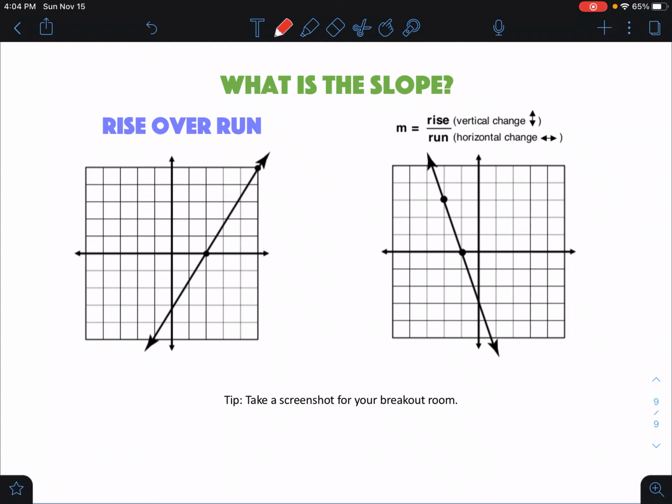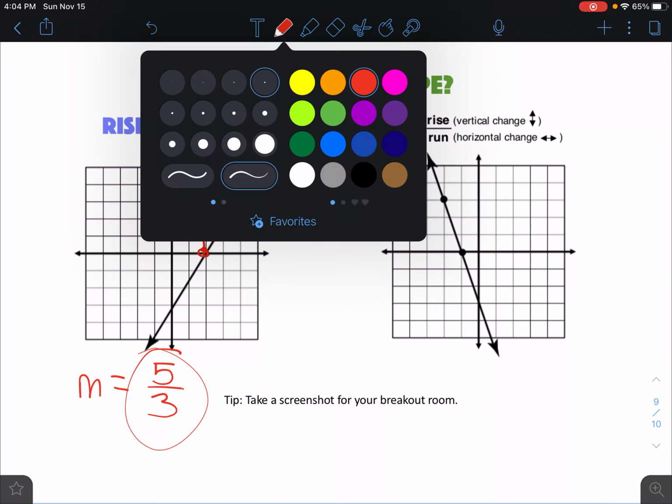All right, how did we do? This one, you have 2 points. Doesn't matter where you start. Remember, rise should go 1, 2, 3, 4, 5. And then 1, 2, 3 over. So 5 over 3. That is reduced, so that is my answer right there.